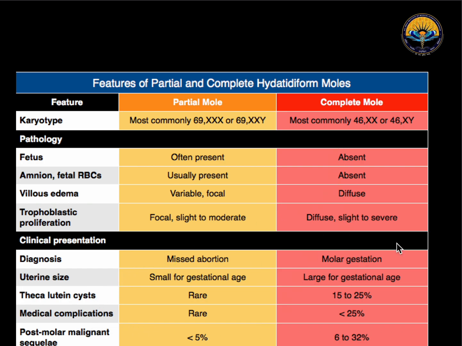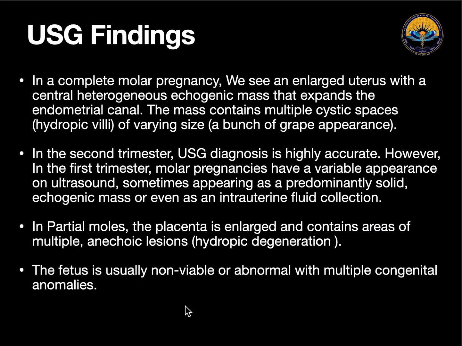These partial or complete moles are usually benign, but they can undergo malignant sequelae, and the risk of that is more in complete mole and less in partial mole. Now coming to ultrasound, in complete mole, like we saw, we will have an enlarged uterus with a central heterogeneous echogenic mass that has multiple cystic spaces within it, and this is called a bunch of grapes appearance, which we saw in this case.